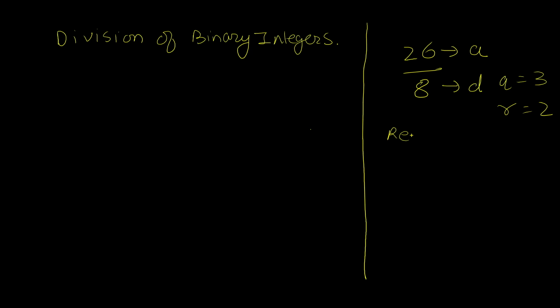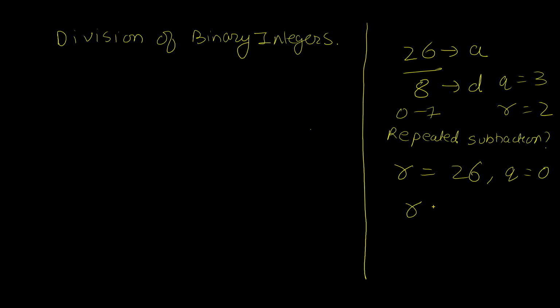So how do I demonstrate the same process using repeated subtraction? I'm going to start this way. I'm going to assume that my remainder is initially the original number, 26, and I want to start with a quotient of 0. From here, I'm going to repeatedly subtract the value of the divisor D until my remainder falls within the range of the divisor, because ultimately, my goal is to have this remainder be between 0 and 7. After one pass of subtraction, after subtracting 8 from 26 once, my remainder would be 18, and my quotient would increase by 1, from 0 to 1.